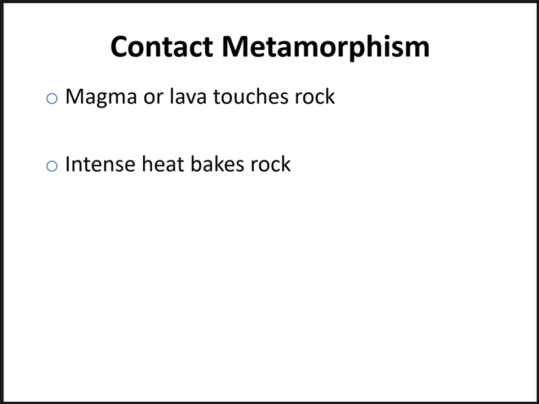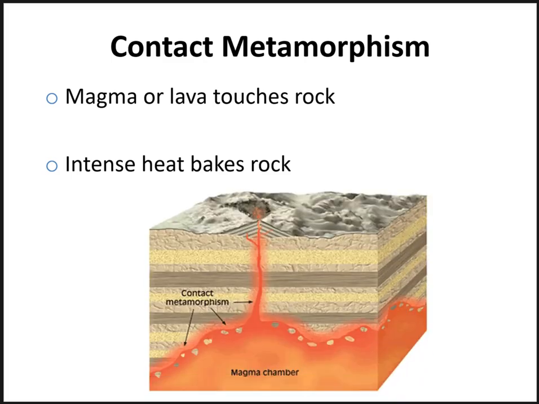So these rocks are not nearly as dense as regional rock because they don't have that intense pressure to create them. So contact metamorphism rock is going to take place where the magma below the surface or the lava at the surface touches the rock. At that contact point, the rock is going to be altered and it's going to change.